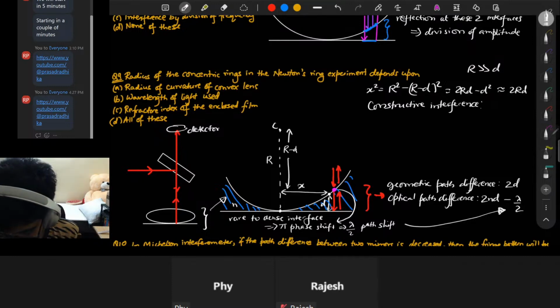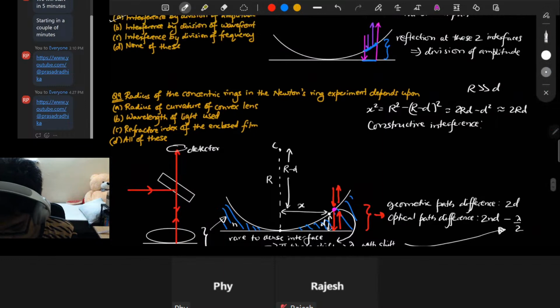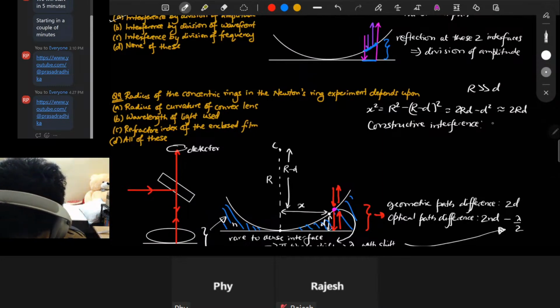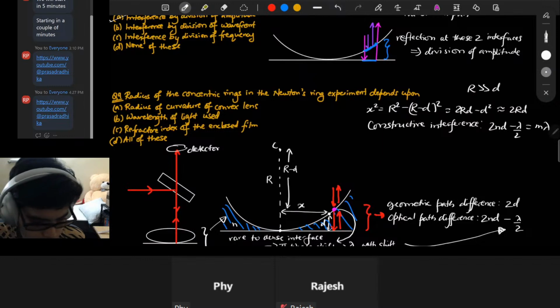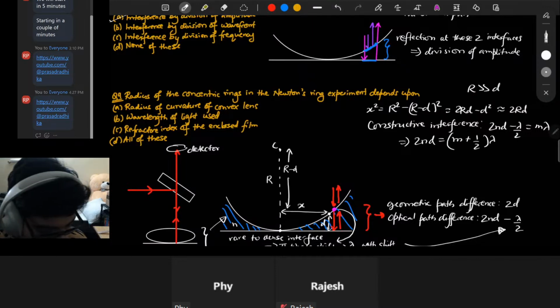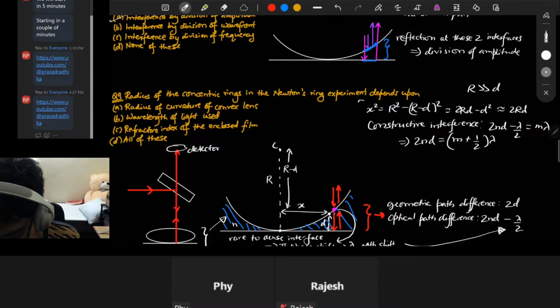So constructive interference will occur when your path difference is an integral multiple of the wavelength. So that means 2nd minus lambda by 2 is equal to m lambda. This is your condition for constructive interference. So if I simplify, 2nd is m plus half lambda.